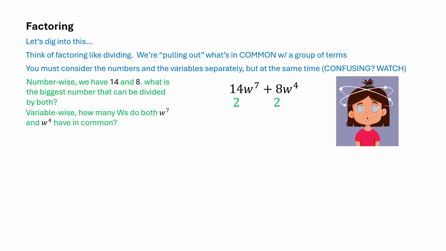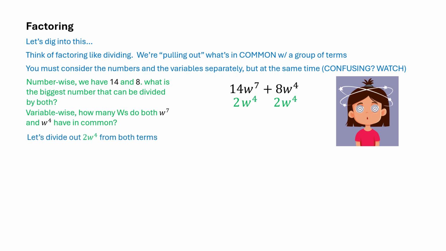Now let's look at our variables. How many w's can both w to the 7th power and w to the 4th power have in common, or can they give? They can each give 1 w. That'll be okay. Can they give 2? Yes. 3? Yes. 4? Yes. What about 5? No, not 5, because the smallest of these two terms, w to the 4th, can only give at most 4, whereas w to the 7th can also give 4 without going over. So that's going to be w to the 4th for both of them.